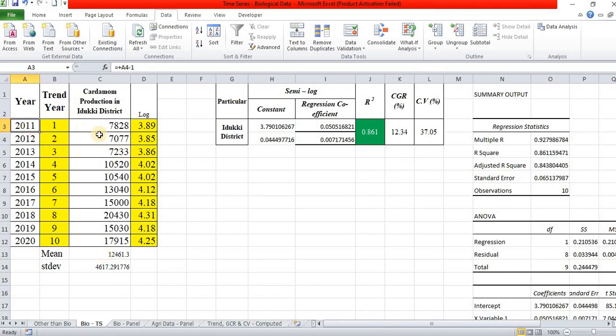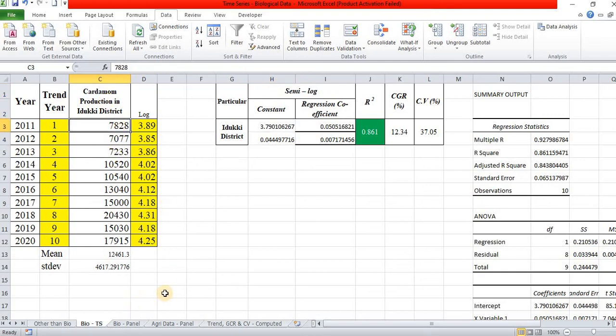In 2011, it was 7,828, and in 2020 it is 17,000. About 10,000 is increased, more than 100%. That's why the magnitude of variability is very high. So now we have found out the semi-log growth trend and magnitude of variability for one set of data.